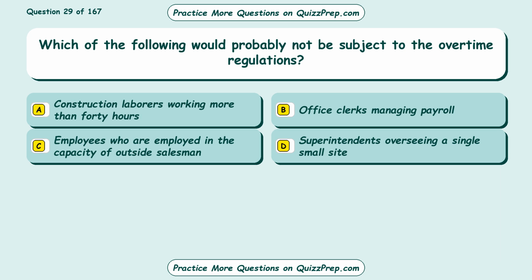Option A, construction laborers working more than 40 hours. Option B, office clerks managing payroll. Option C, employees who are employed in the capacity of outside salesmen. Option D, superintendents overseeing a single small site.